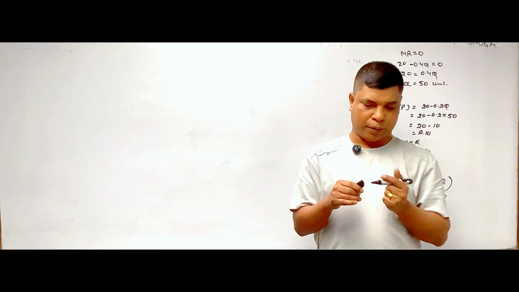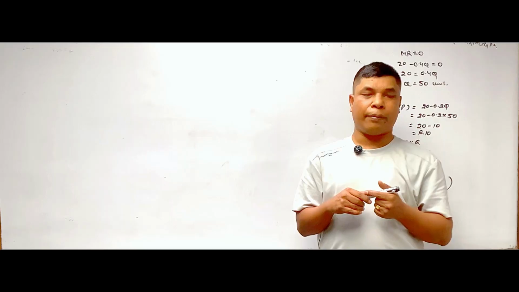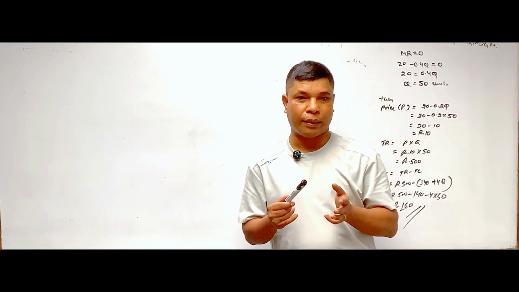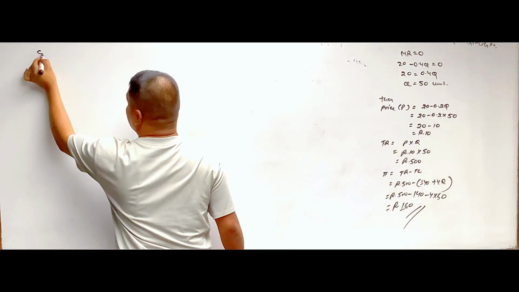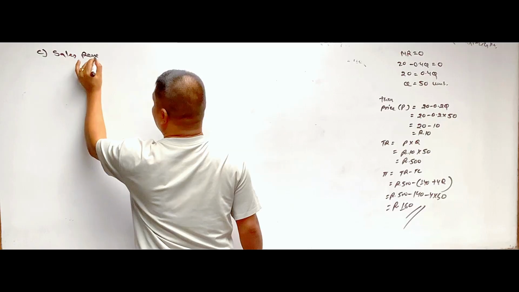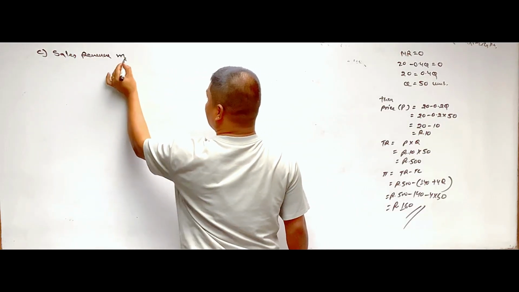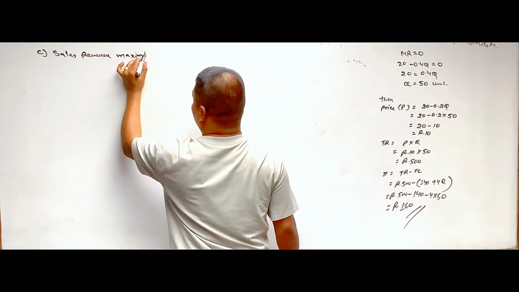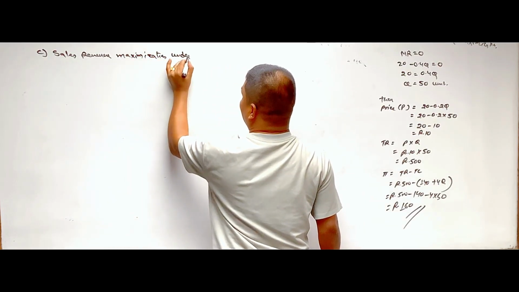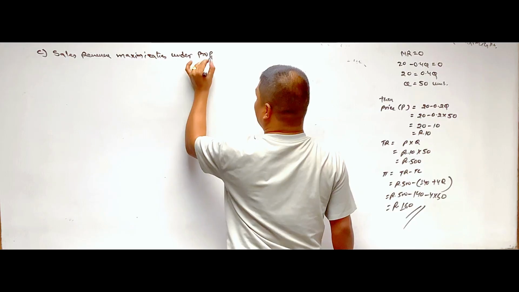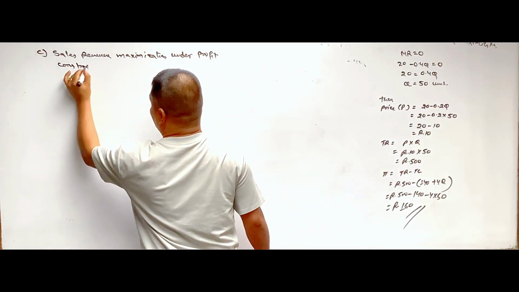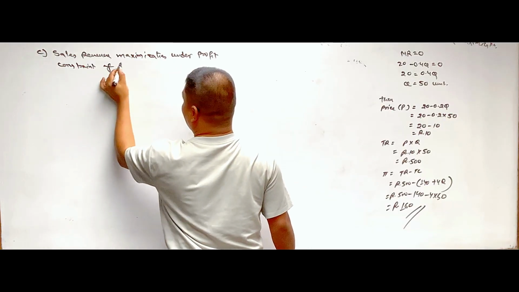For the third question, the firm has to get maximum sales revenue under a profit constraint of rupees 170. To solve this problem, see sales revenue maximization under profit constraint of rupees 170.